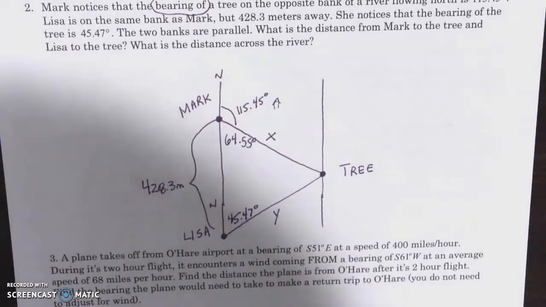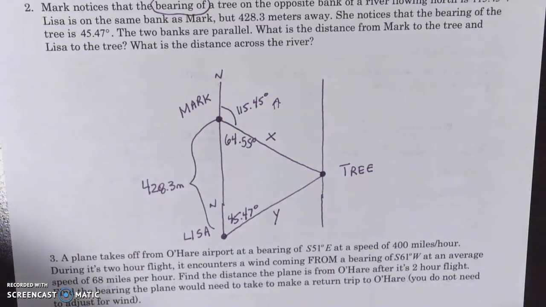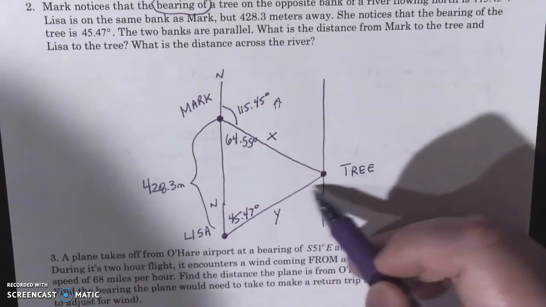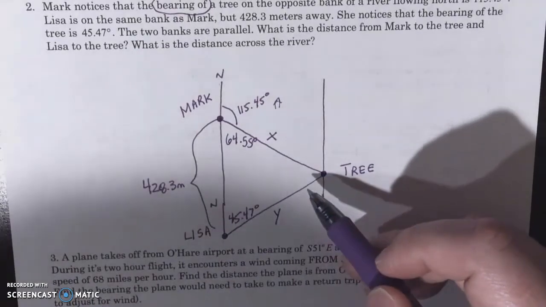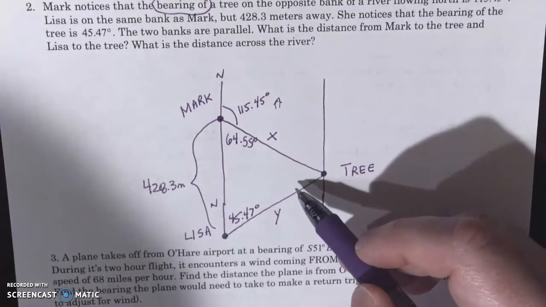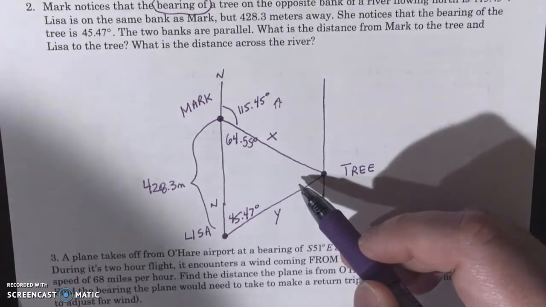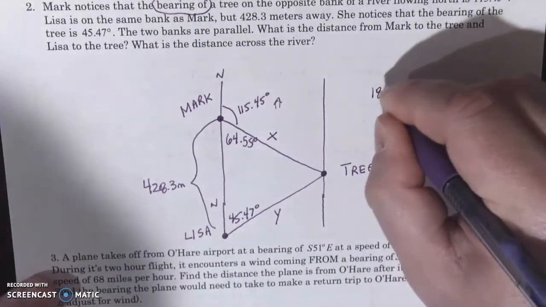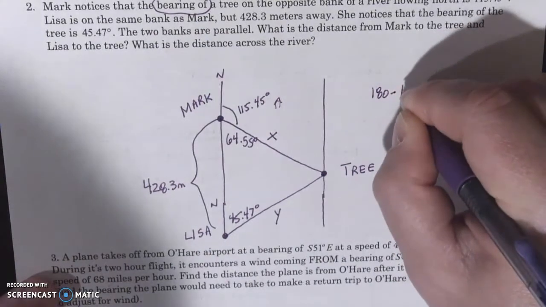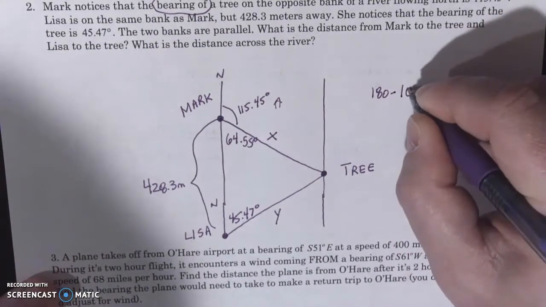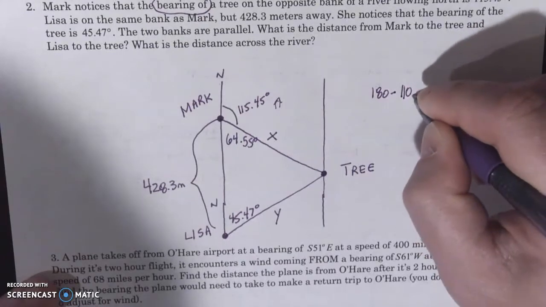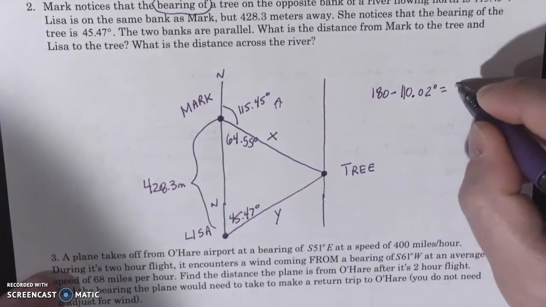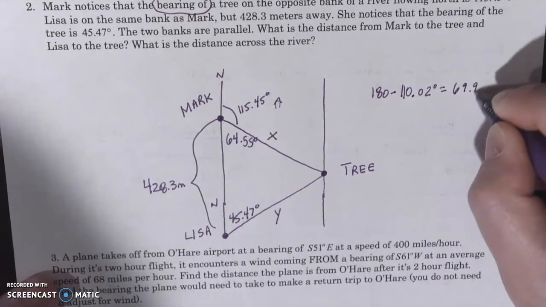The next thing I can do here is to find the angle of the tree here. Right? We actually, to be honest, we do need this. We are going to need this. So 180 minus these two, 180 minus 110.02 degrees is 69.98 degrees.